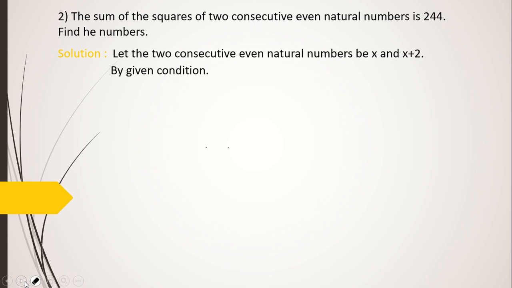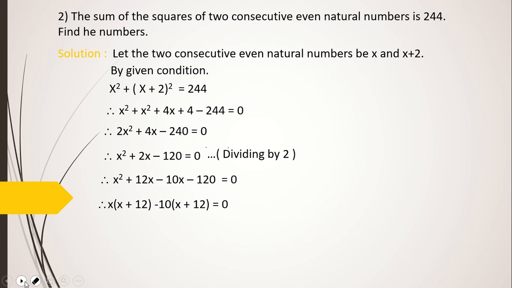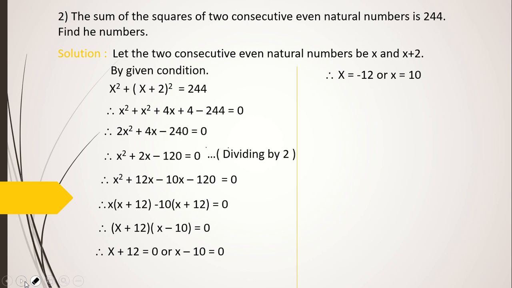Let the two consecutive even natural numbers be x and x plus 2. So by given condition we get this. We solve the equation. Okay, then divide by 2. Then we factorize. We get the factors plus 12x and minus 10x. Okay, and then we get the value of x to be minus 12 or x is equal to 10. But minus 12 is not a natural number. Therefore, it is not possible to have its value to be equal to minus 12. So therefore, x is equal to 10.